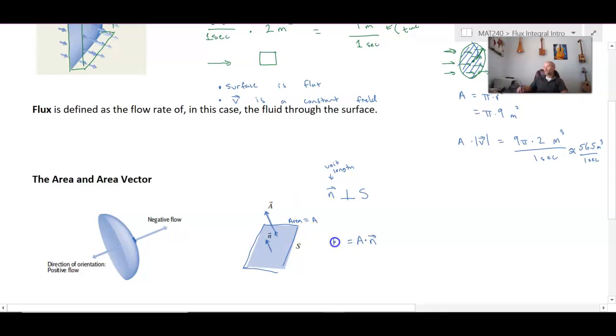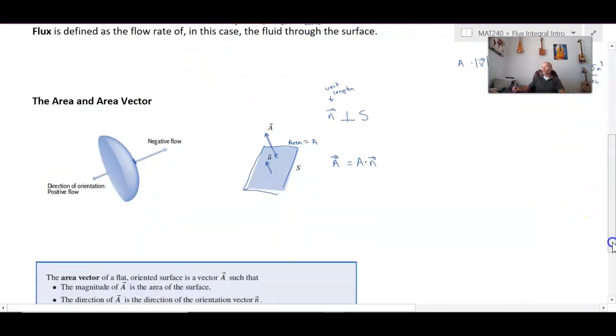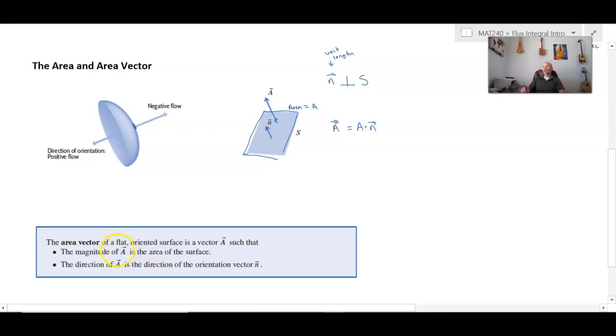So what we get here is a vector that has two properties. First of all, it might seem weird that we're going to create an area vector, but it's going to prove to be very useful in more ways than one. The advantage is that the magnitude of the area vector is the area of the surface. Well, that's convenient. The direction of A is the direction of the orientation vector n. So it basically points perpendicular to our surface. If n is perpendicular to our surface and A is just a scalar multiple of it, then it's also going to be perpendicular to that surface. So this gives us an advantage. We now know basically the orientation or the angle of the surface itself.